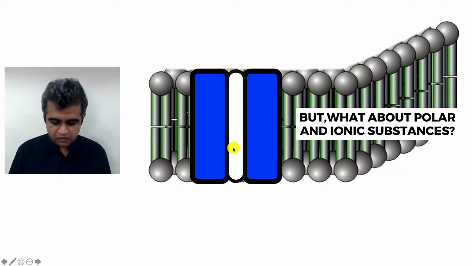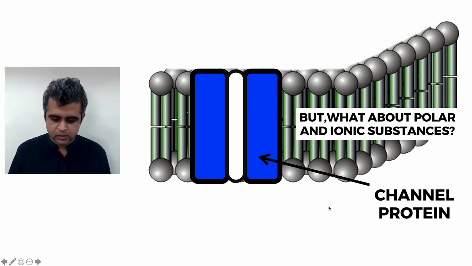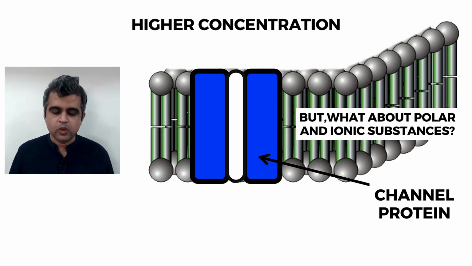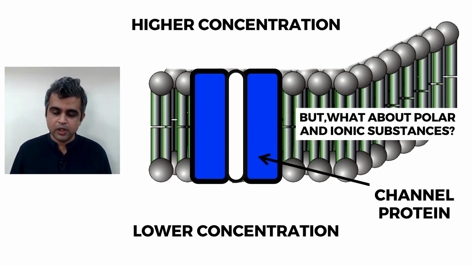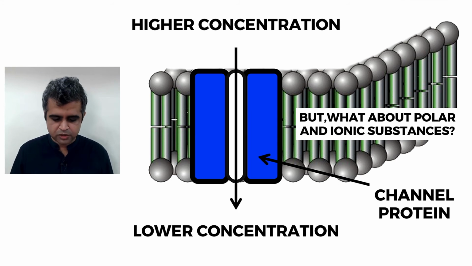Now if we have some ionic molecule, it can pass through this. So rightly, dear students, the blue thing which you see here will be called a channel protein, because it's like a channel through which molecules can pass. So in this case, if you have higher concentration on the outside and lower concentration on the inside of some ionic molecule, like let's say sodium, chloride, any kind of ionic molecule, it can go from its higher concentration to its lower concentration.